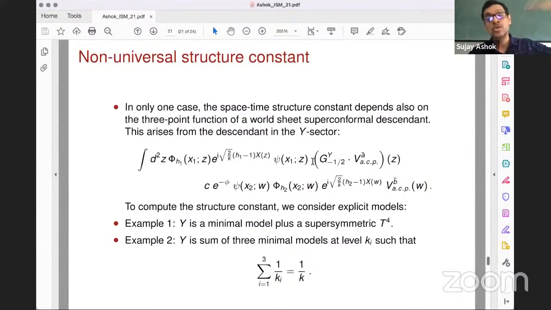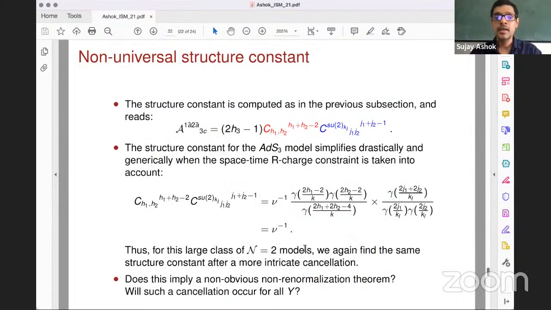So again, we went back to those two particular models that we had, the N=4 case, and this N=2 theory, where Y is a sum of 3 minimal models. We try to evaluate what this OPE should be in that case. And we again find a surprise. What we find is that the structure constants, the methods are the same.